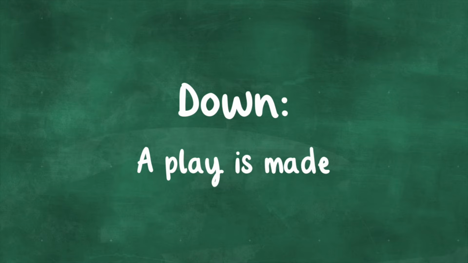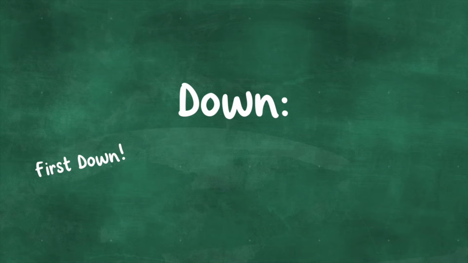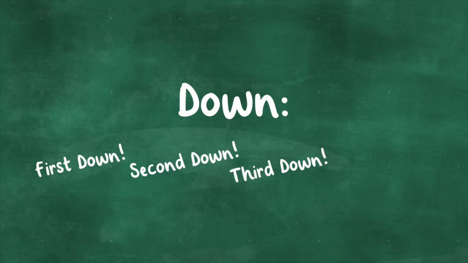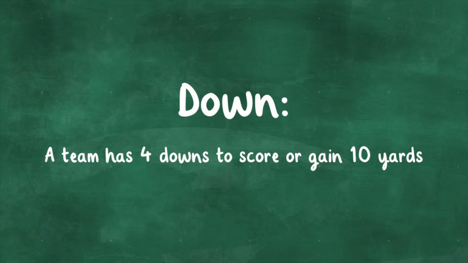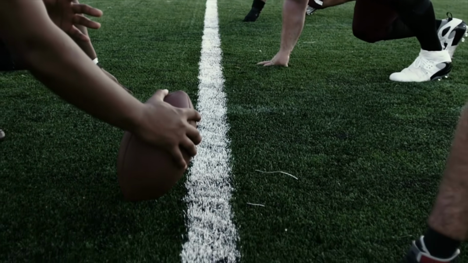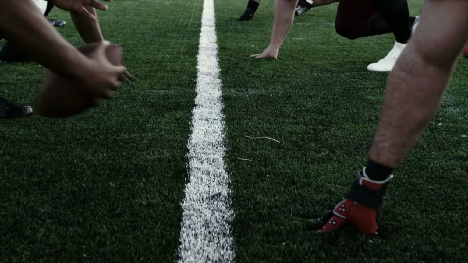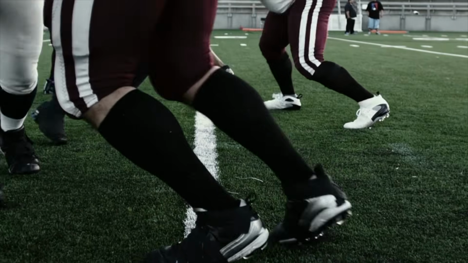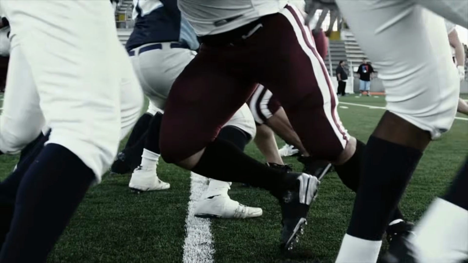Down. On each down, a play is made. Each down is called by its number. First down, second down, third down, fourth down. The offensive team has 4 downs to either score or gain 10 yards. If the team gains 10 yards, then the downs start over. Overall, the down is over once the player with the football is tackled, goes out of bounds, or one team scores. Then, the opposing team gets the ball.